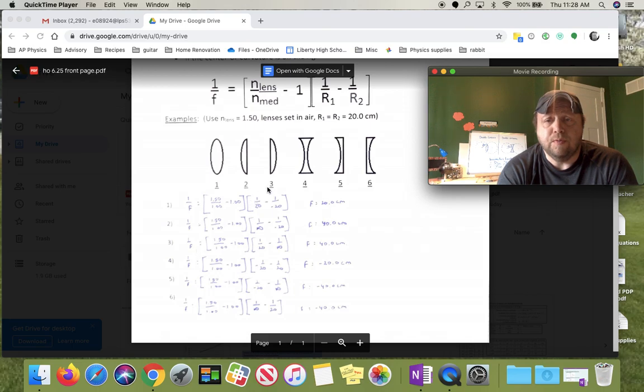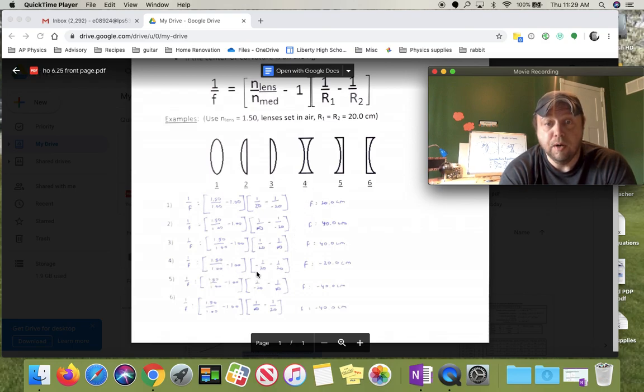Let's jump to number 3 here real quick. Notice the only thing different, I won't spend a whole lot of time here, hopefully you can understand this, but now this is 1 over 20 minus 1 over infinity because only R1 is present, and we get the same value of 40 centimeters for these two. Okay, now let's switch gears to number 4.